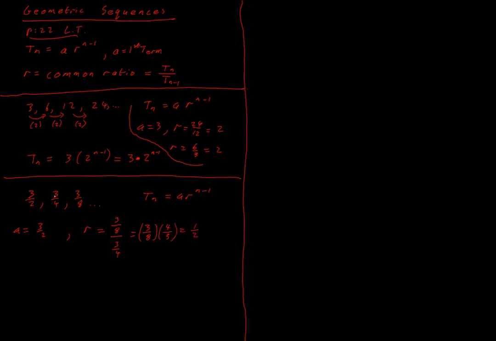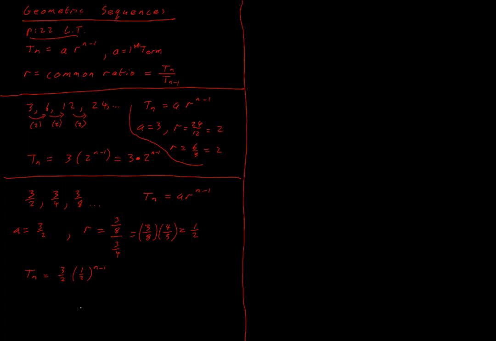And again, important to note, if I got the second term divided by the first term, I would also end up with a half as my common ratio. So now I know my common ratio and my first term. Tn is going to be equal to 3 over 2, my first term, multiplied by a half to the power of n minus 1, and that is my general term, or my nth term.